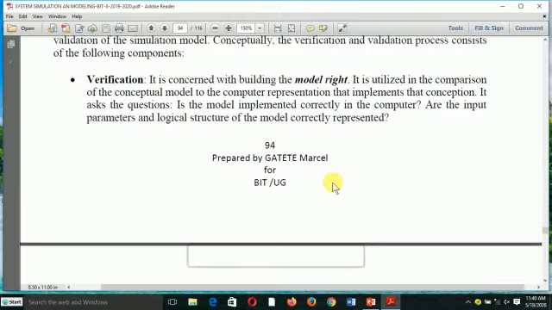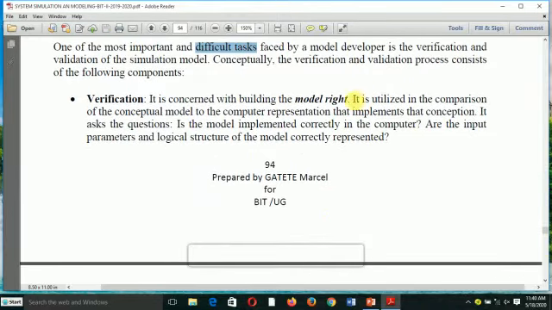These concepts are different. So to build a model right means that it is the process of modeling something and making it right. It means that you have to build the model and make it right. So it will be utilized in the comparison with the conceptual model. We are having the conceptual model. The conceptual model is the model which you are having at the beginning, which is not verified.